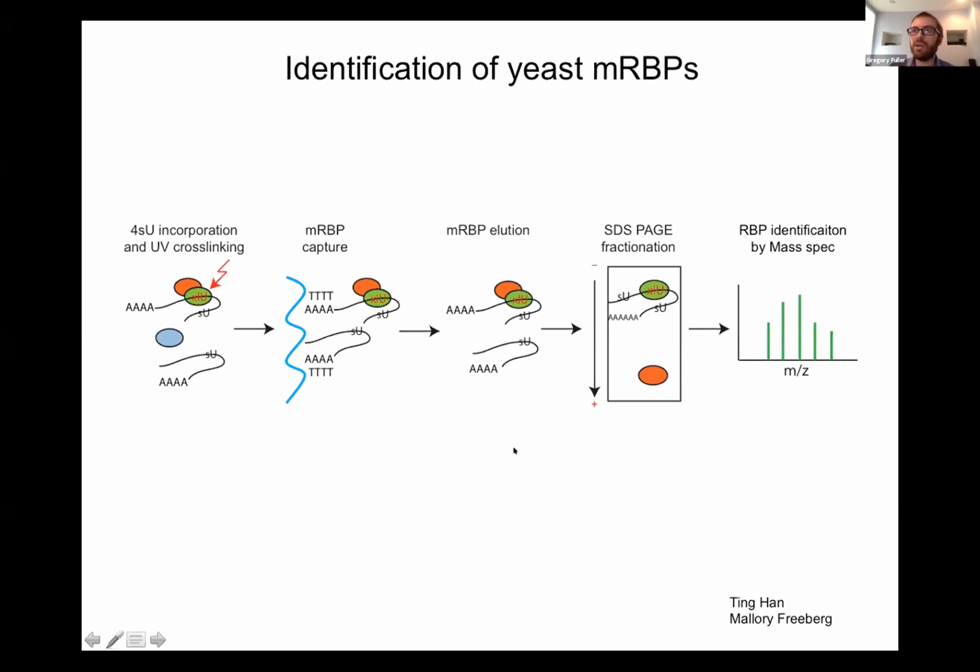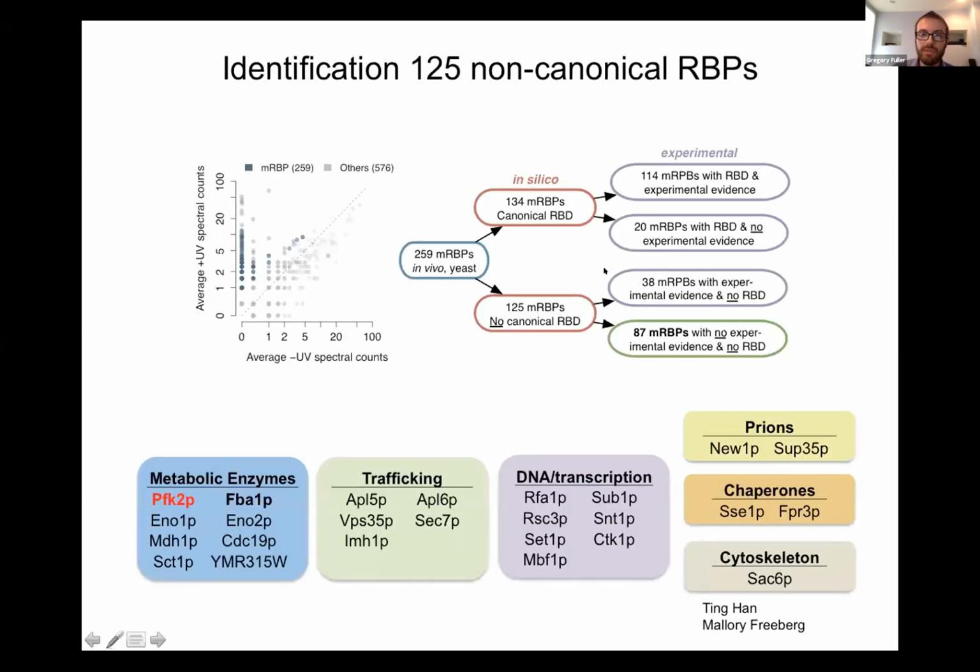So this project really started when a former graduate student in the lab, Ting Han, wanted to identify all of the RNA binding proteins in yeast, and he did this using interactome capture, where he incorporated 4-thiouracil into RNA, used UV light to cross-link RNAs and proteins, captured these with the poly-A tail, and used mass spectrometry to identify the RNA binding proteins. When he did this, he found a large number of RNA binding proteins in yeast, many with known RNA binding domains, but also a large subset that lack any known RNA binding domains. So these are non-canonical RNA binding proteins.